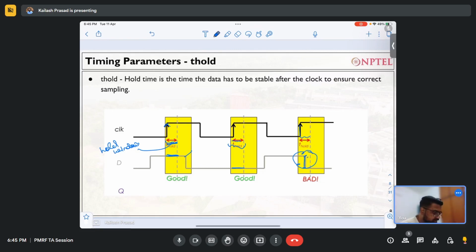Data is changing. So if data changes within the hold window, then there is a problem, and we call this a hold time violation. Previously, when data changes in the setup window, we call this a setup time violation.